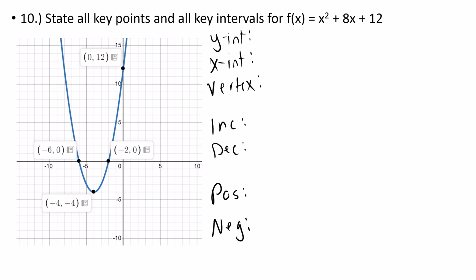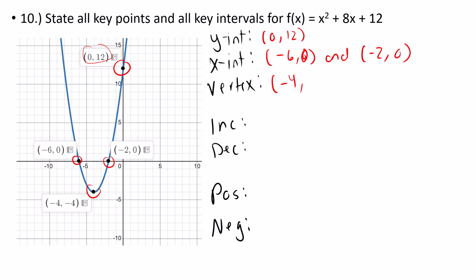All right, so for the y-intercept, that would be that point right there. We are told that is the point (0, 12). We have 2 x-intercepts, and they are the points (-6, 0) and (-2, 0). And make sure, if you did not label these on yours, that you go back and label them. That's a 0 right there. And the vertex is down here at (-4, -4).